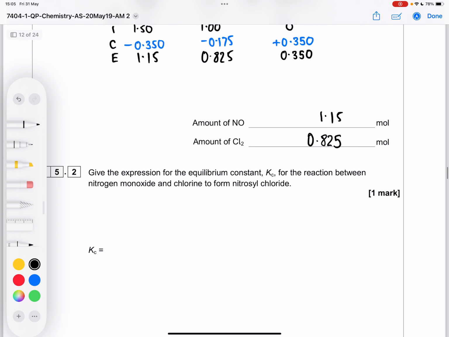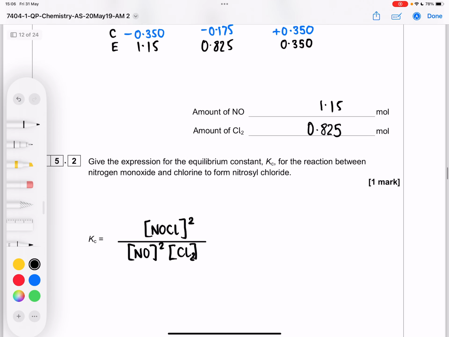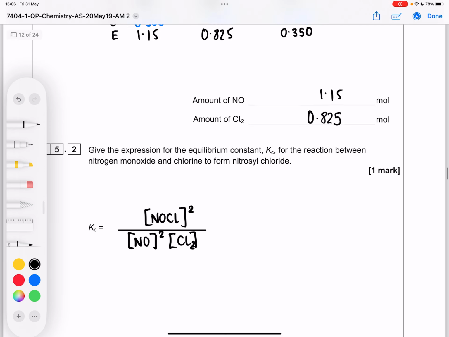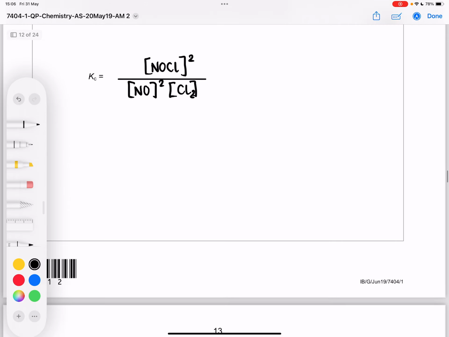Now it says give an expression, so remember that for a Kc expression the essential thing is that we're using square brackets to represent concentration and that we put products raised to the power of the number of moles of them that there are over reactants. Everything's multiplied, so we put those in and we get that as our Kc expression.